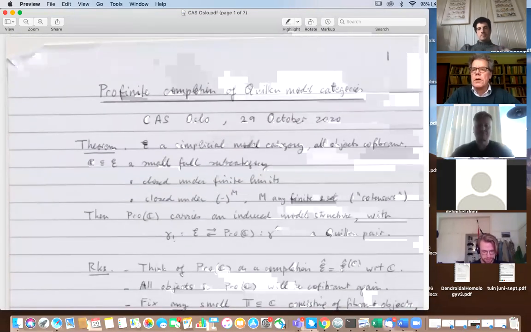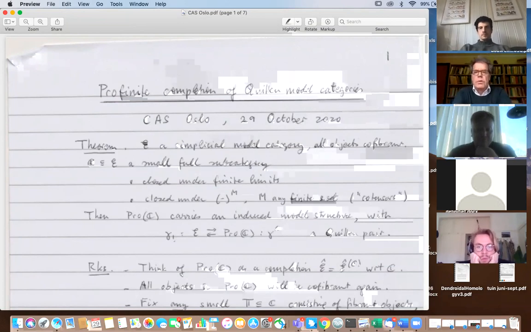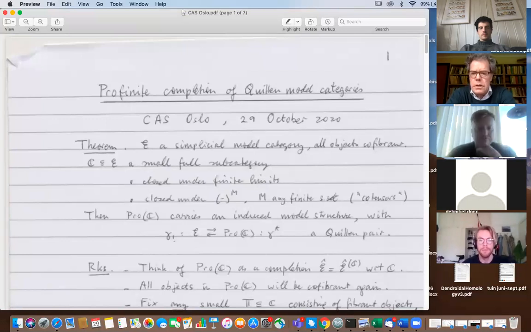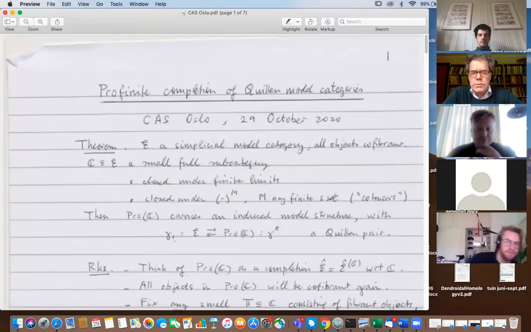Okay, so here's a theorem, and I would like to take you through the theorem and a list of examples. The theorem is about a simplicial model category, which has the property that all objects are cofibrant. I will say something more about this condition as the talk progresses. And the theorem is somewhat vaguely stated at the moment. So if you wonder about some specifics, I hope it will become more clear as we go along.